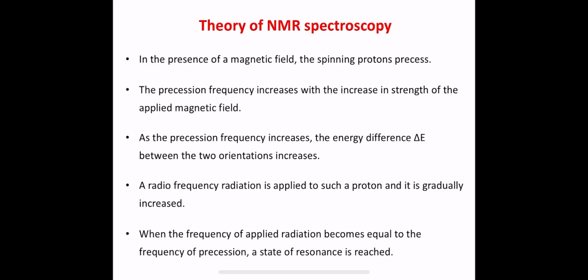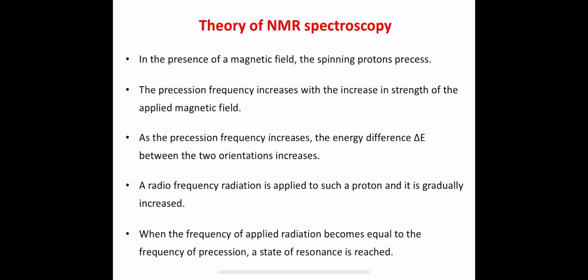As the precession frequency increases, the energy difference, that is delta E, between the two orientations increases. Then we will have a change in energy which is given by h nu, where nu is the precession frequency. Okay, so this is what is going to happen in the applied magnetic field.